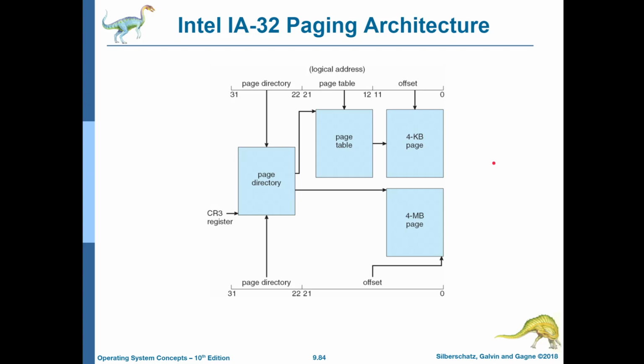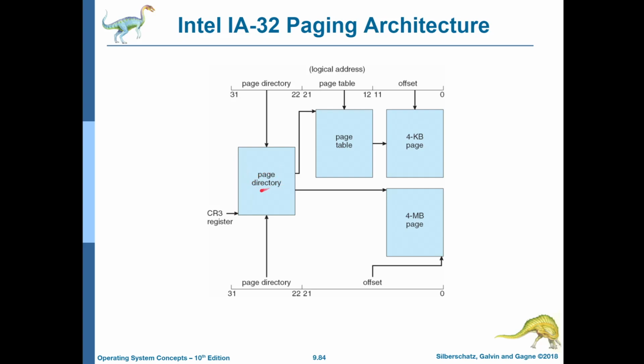In 32-bit paging systems, we have our 12 bits of offset, which define a 4K page. We have our first page table, which identifies the inner page table, and we have the upper 10 bits here, which identifies the page directory.